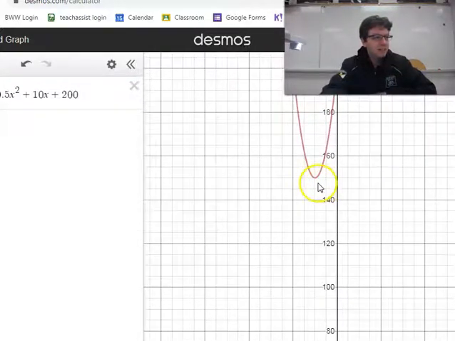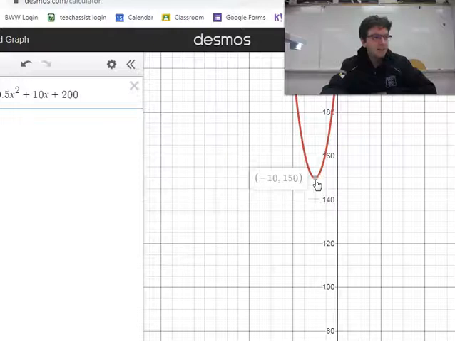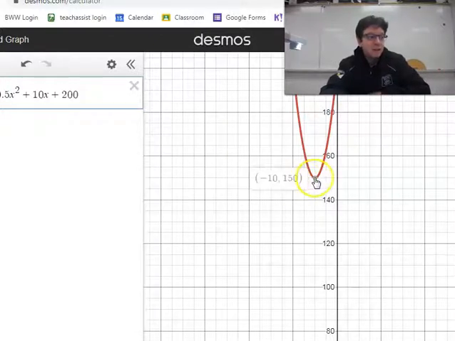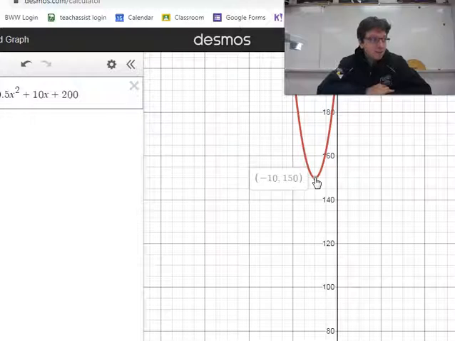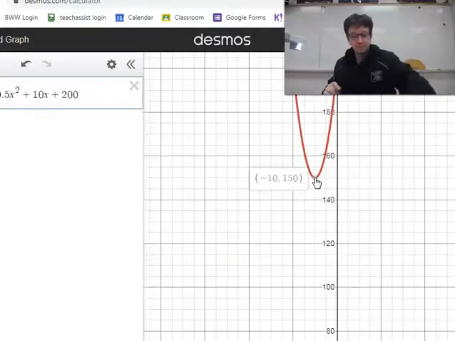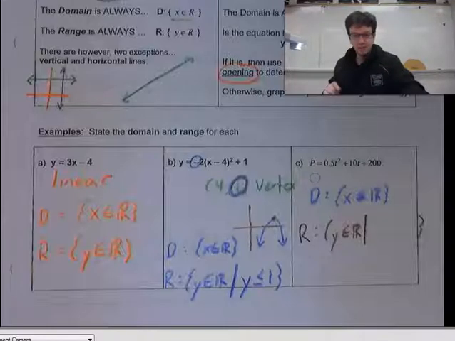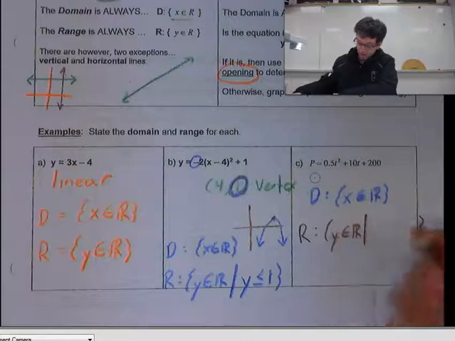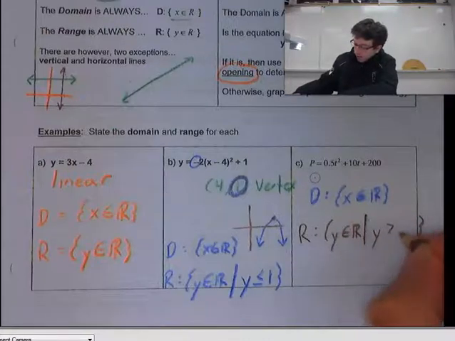Okay. I can click on that point, and it will tell me the vertex has a y-coordinate of 150, and it's opening up. So I know it exists for all y values that are 150 or greater. So what I'm going to do then is write for all y values greater than or equal to 150.